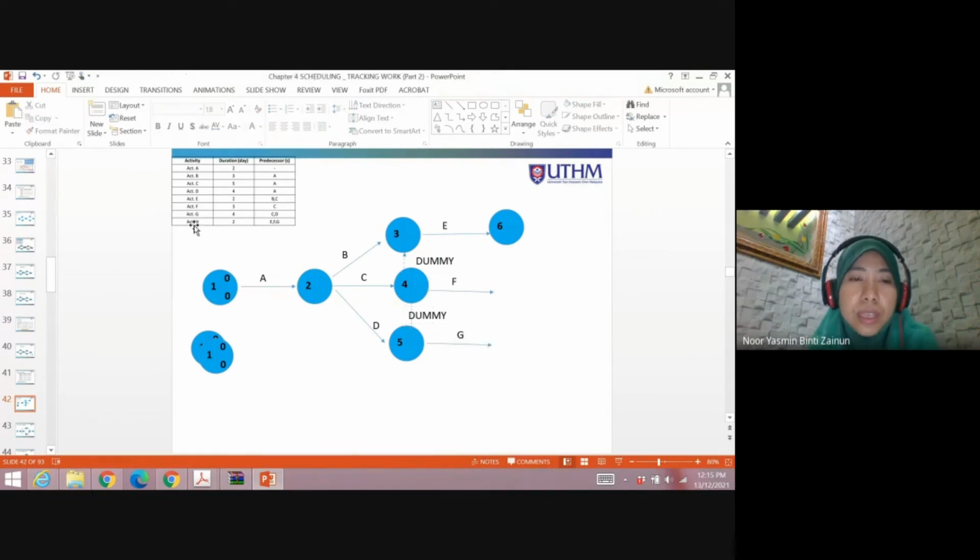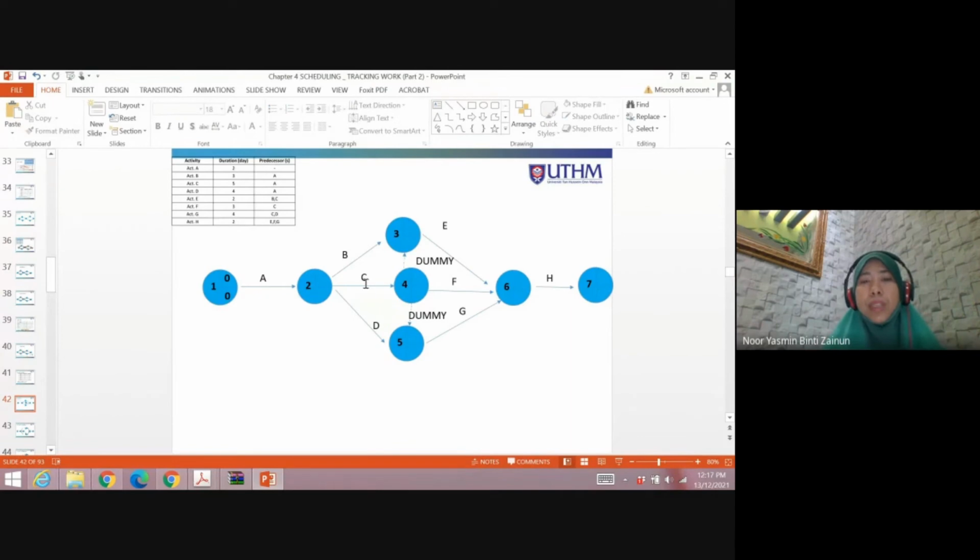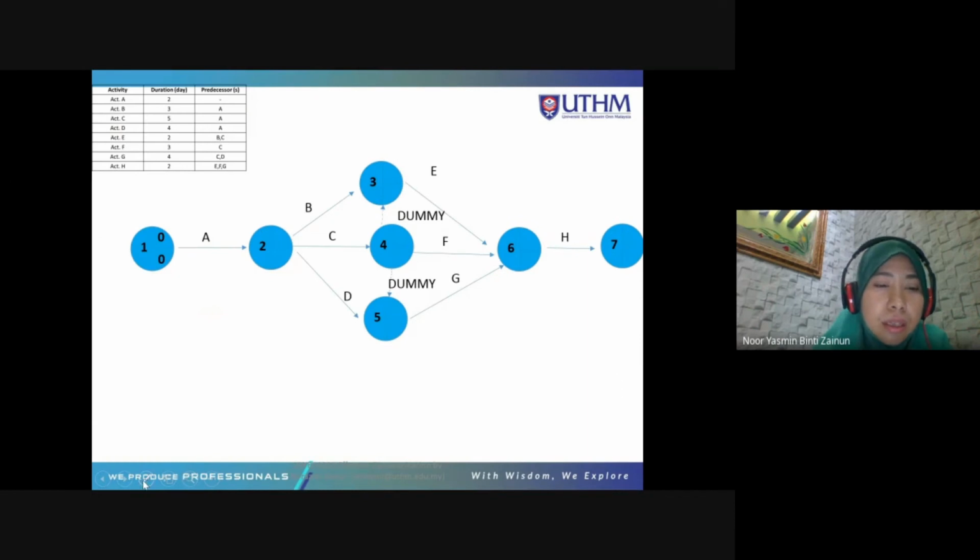Lastly, for activity H, the predecessor is E, F, G. So you need to combine all these arrows into one node. You will get H. The last node, which is node number 7, and here is H. Understand? This one upward, this one downward, showing that B and C are the predecessors for E, and C and D are the predecessors for G. However, C is the predecessor for F, only C. Okay, and then calculate the forward pass.